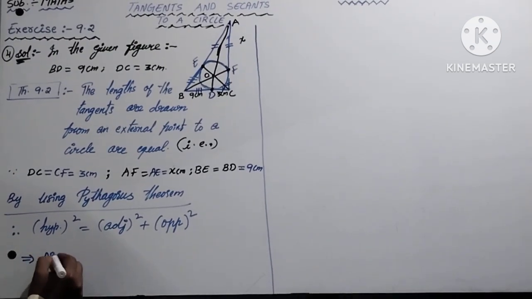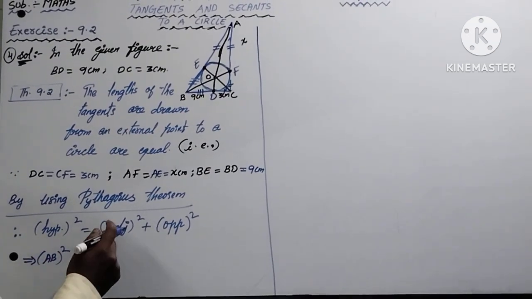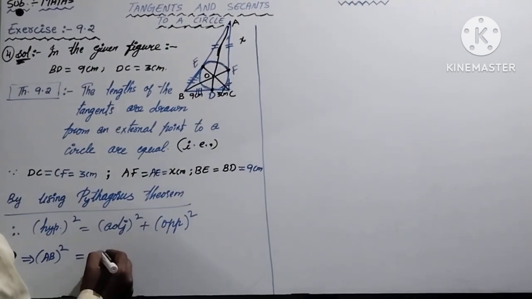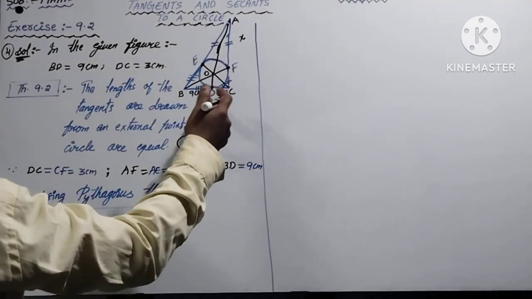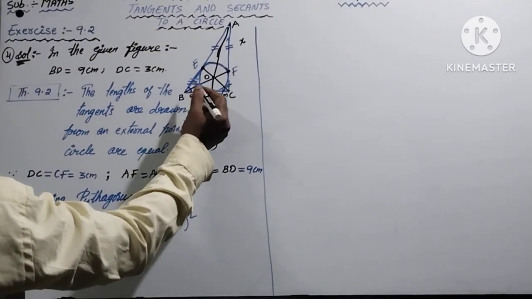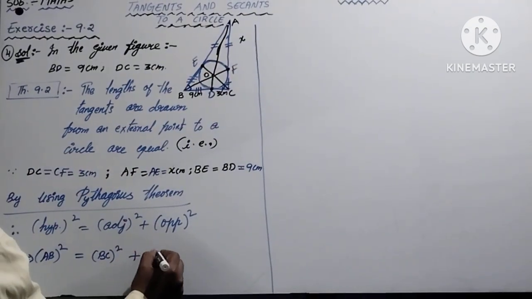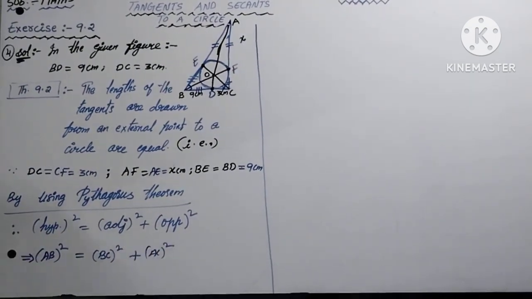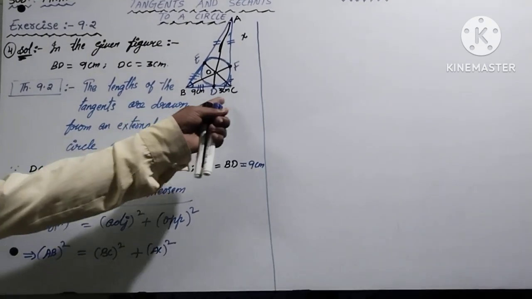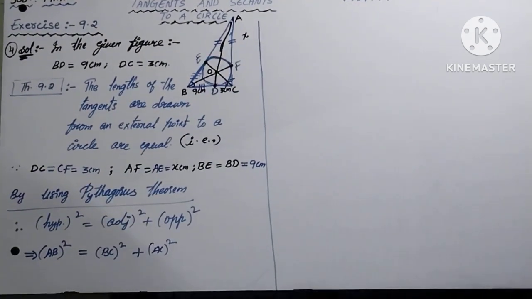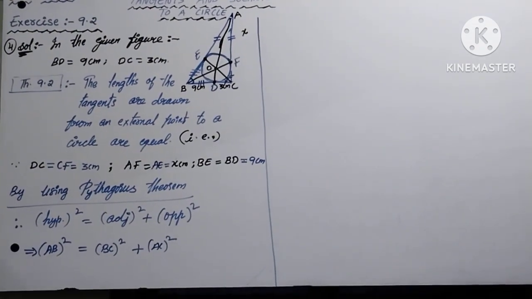AB whole square is equals to adjacent. Adjacent is how much here? BC whole square plus opposite. This taken as theta. Okay, opposite is what having? AC whole square. Up to here any doubts? Understand? So take this as the perpendicular line, that angle will be equal to 90 degrees.